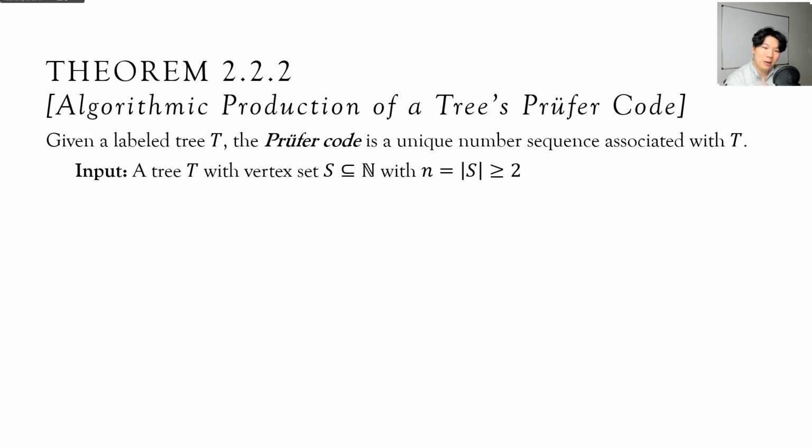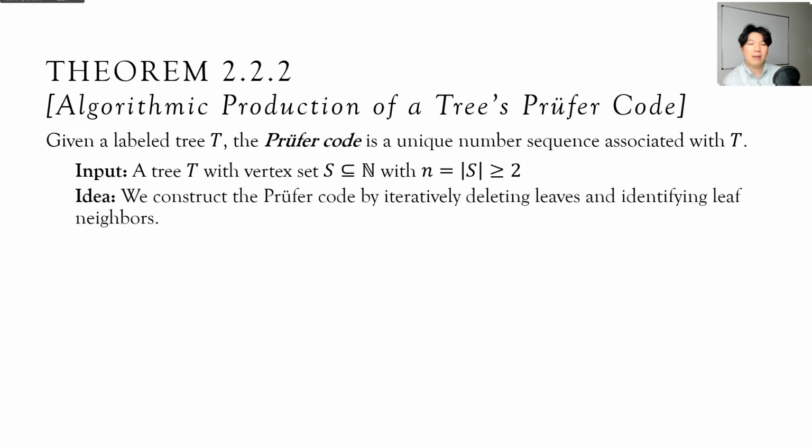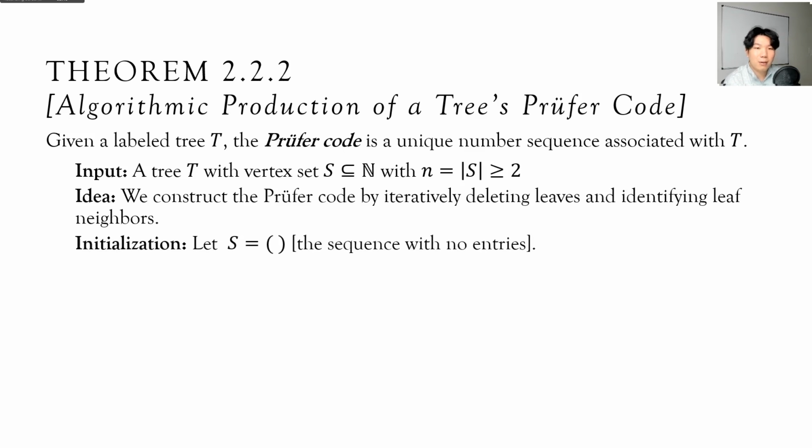So this is an algorithm that we'll be working with, and just with any algorithm, we need an input, some iterations, and then an output. So our input here will be a tree T with whatever vertex set, such that the vertices are labeled from 1 to however many, with at least 2 vertices. So the idea behind this algorithm is that I'm going to construct the Prüfer code by iteratively deleting leaves and identifying leaf neighbors. So our initialization for this algorithm is, suppose I have an empty sequence. That is the sequence where I don't have any entries. This is where I'm starting off. And again, I want to end with its Prüfer code.